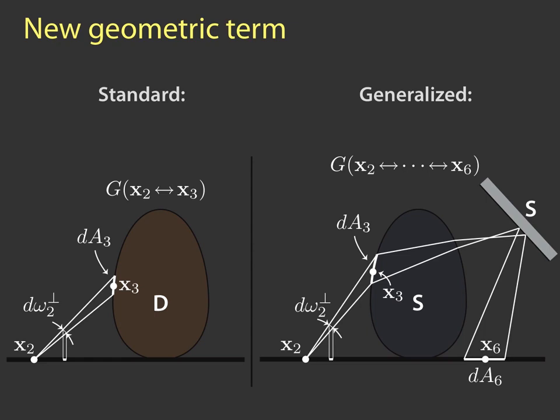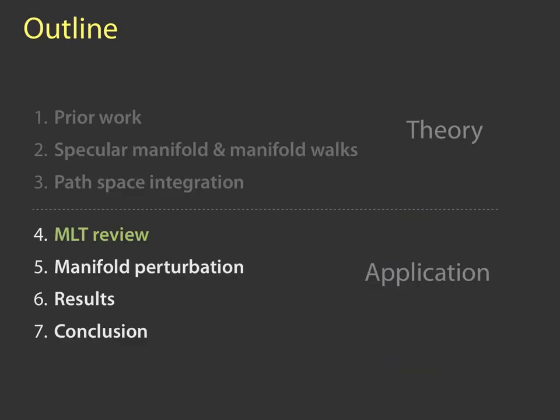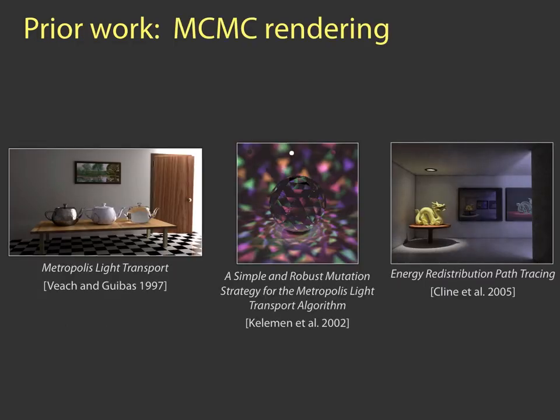But let's go back to the bigger picture. Using derivatives of a path, we were able to construct a method that could move from one point to another on the specular manifold. And we looked at a generalized geometric term that became necessary when computing path space integrals involving specular materials. We think of the theory as a really important part of the paper, but now I'll also tell you about how to turn these tools into a working rendering technique, and for this we rely on Markov chain Monte Carlo.